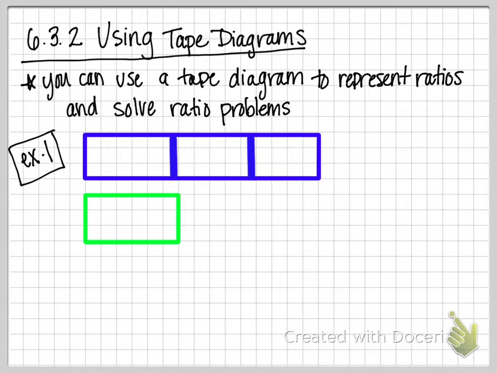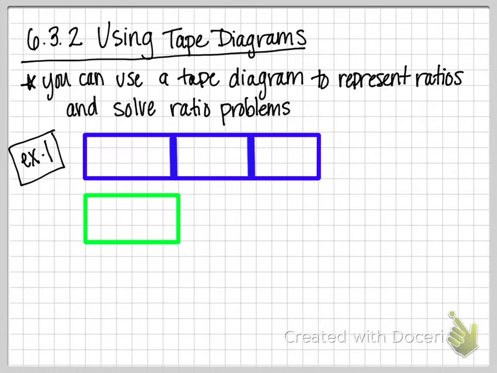Here's example 1. So this is what a tape diagram looks like. It kind of looks like a tape measure, I guess. If you think about a tape measure and you pull it out flat, it's like a rectangle, right? So this is a tape diagram. It just uses little rectangles. We've got two ratios here. The blue one is going to represent one ratio, and the green one is going to represent the other ratio.